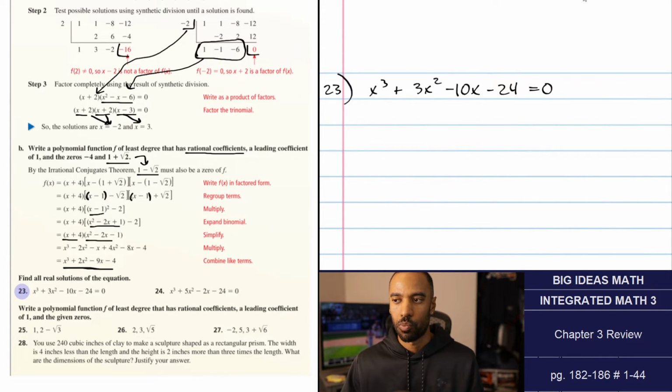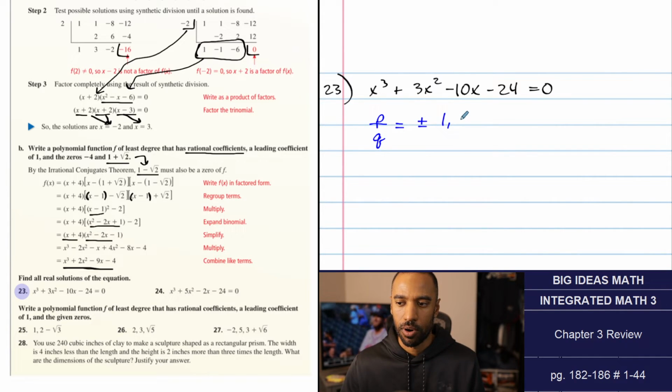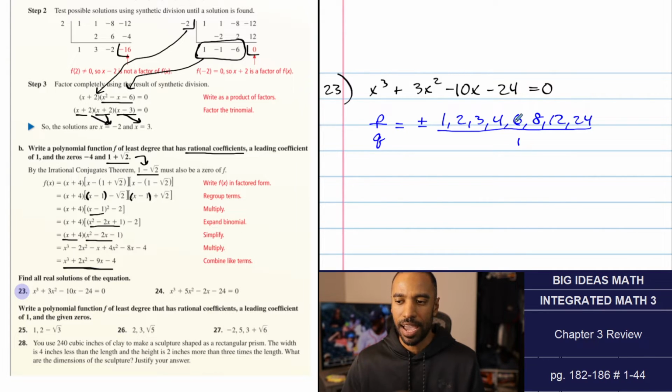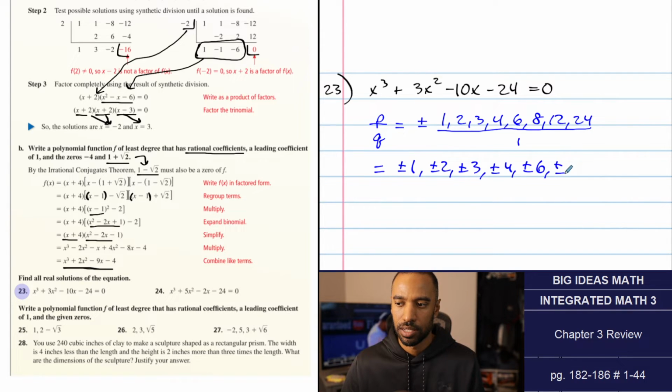So we dive into rational root theorem. Rational root theorem is choose factors of 24, call those p, factors of 1, call those q, and we divide those. Factors of 24 are 1, 2, 3, 4, 6, 8, 12, and 24. Factors of 1 are just 1. So when you divide, these are the possible factors that'll work out: plus or minus 1, plus or minus 2, plus or minus 3, plus or minus 4, plus or minus 6, plus or minus 8, plus or minus 12, plus or minus 24.